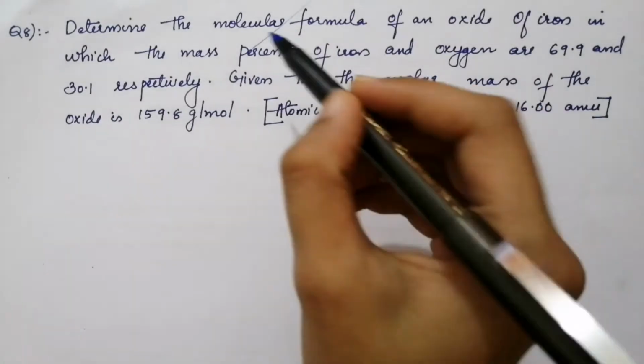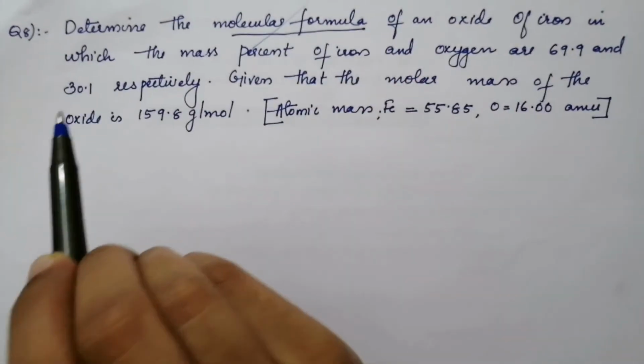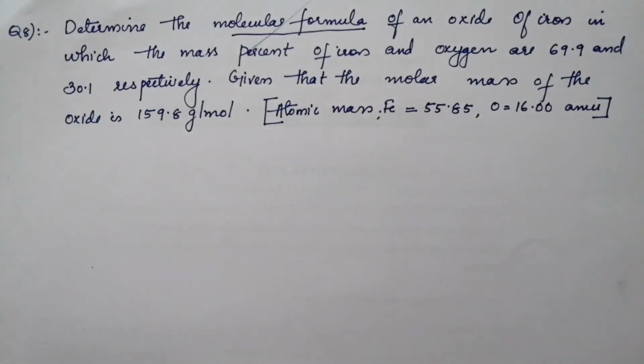So here we are asked to calculate the molecular formula. So what is this molecular formula? Molecular formula gives us the exact number of different atoms present in a molecule. So here we know that it is an oxide of iron, so the atoms present are Fe and oxygen. The molecular formula helps us to calculate the exact number of atoms of iron and oxygen present in this oxide of iron.